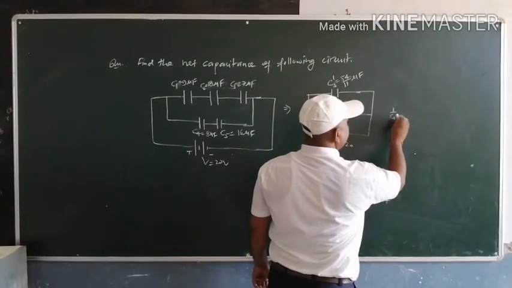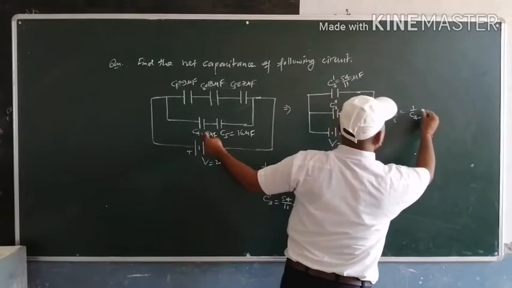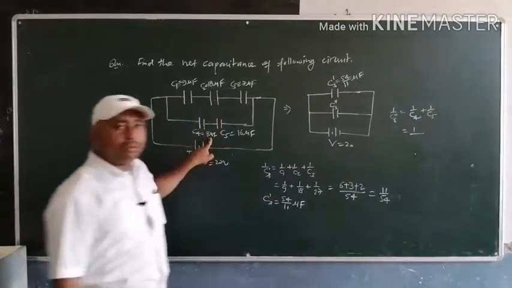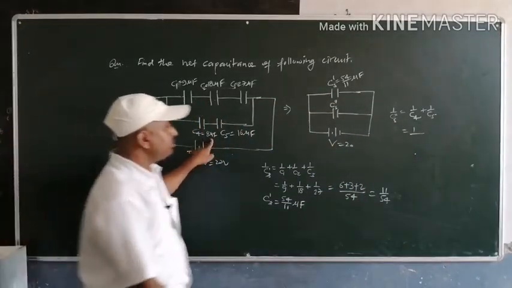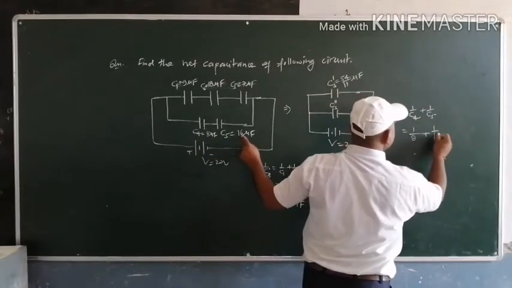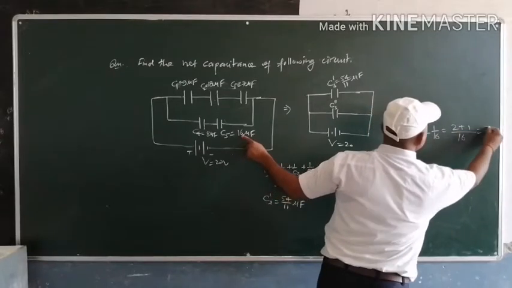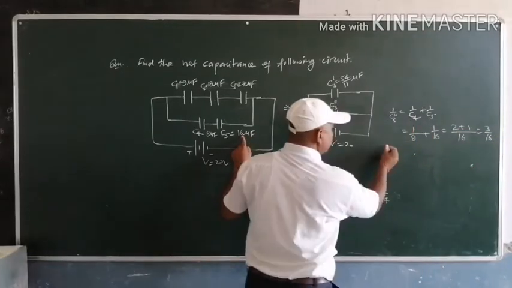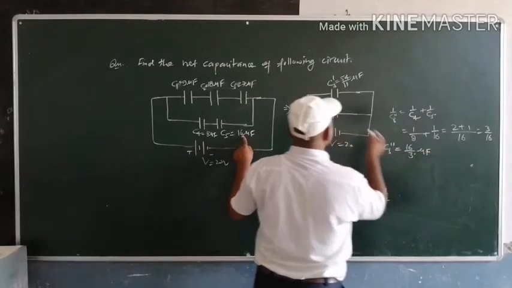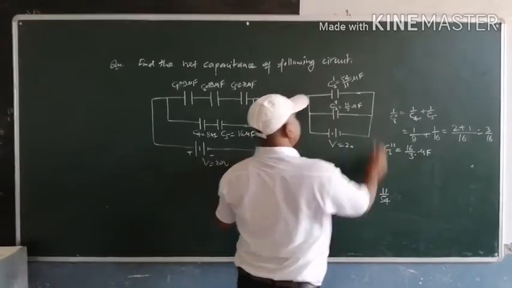So 1 upon Cs double dash is equal to 1 upon C4 plus 1 upon C5. C4 means 8 and C5 means 16, so that will be 2 plus 1, 3 upon 16. So Cs double dash equals 16 by 3 microfarad.